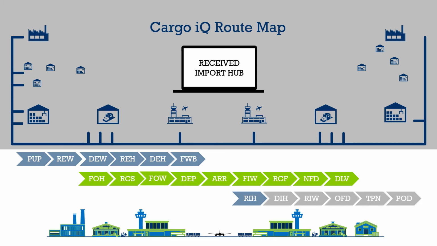Now we go back to the door-to-door route map with received into the import hub at destination, RIH. Next, it departs the import hub, DIH. It will go into the import warehouse, REW. It will then be out for delivery, OFD. If a third party picks up the shipment on behalf of the consignee, TPN takes place. And finally, when the consignee receives the shipment, proof of delivery or POD happens.